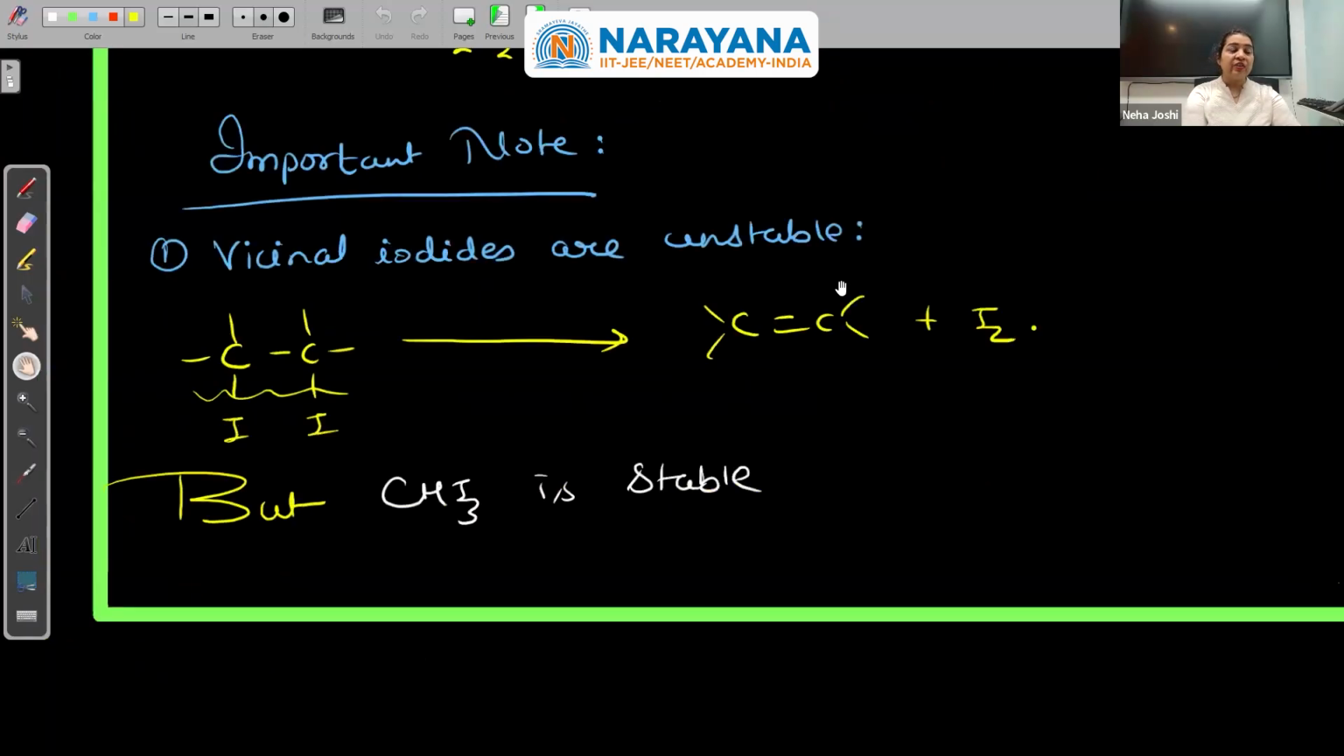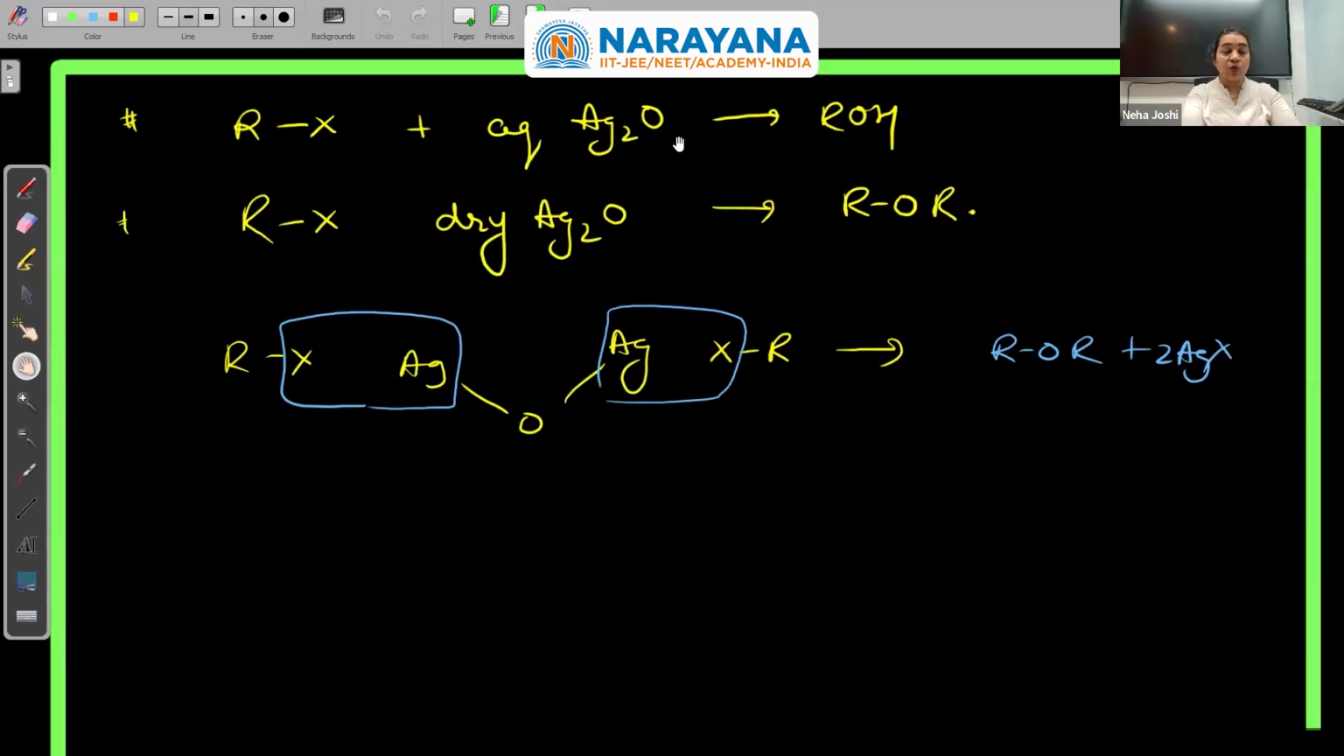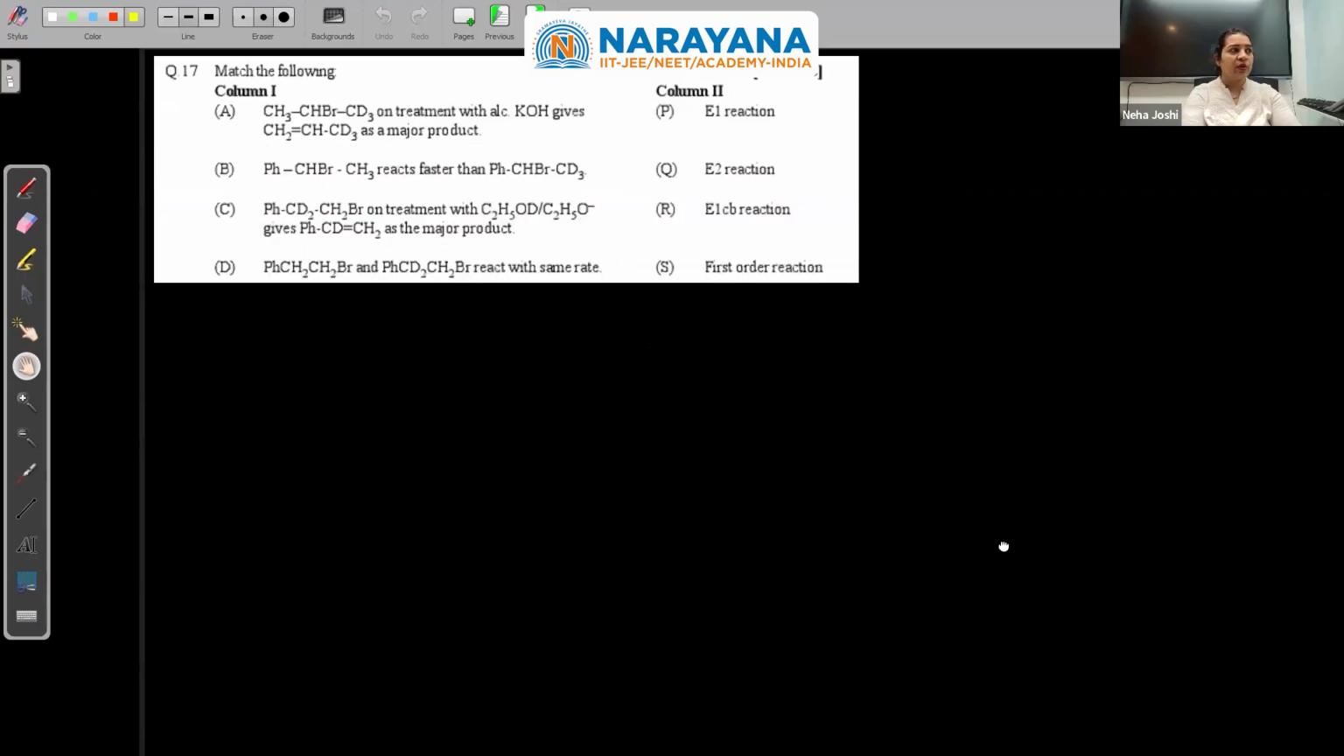Important note: vicinal diiodides are always unstable. Gem diiodides are stable. Iodoform, if you have, no problem, it is stable. But if you have vicinal diiodide, they always decompose, they break and form alkene. Okay, alkyl halide plus aqueous Ag2O gives alcohol, dry Ag2O gives ether. This is one extra piece of information.